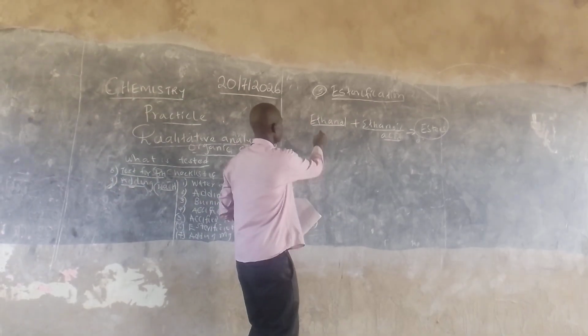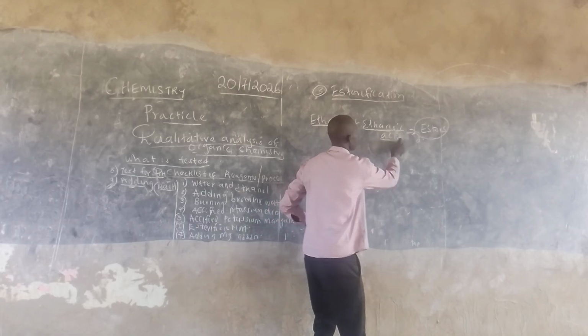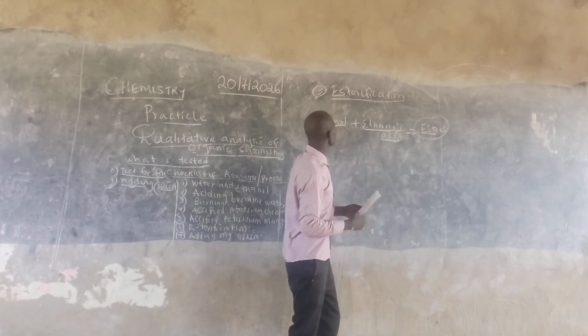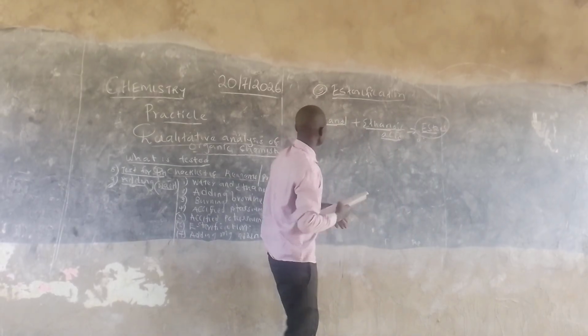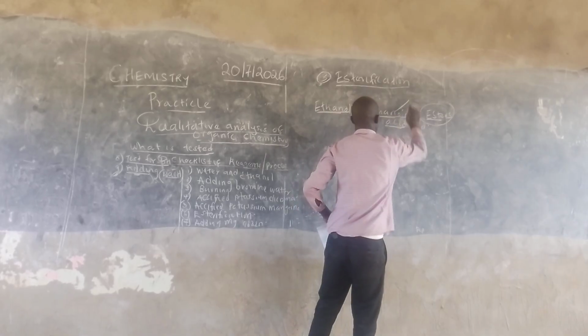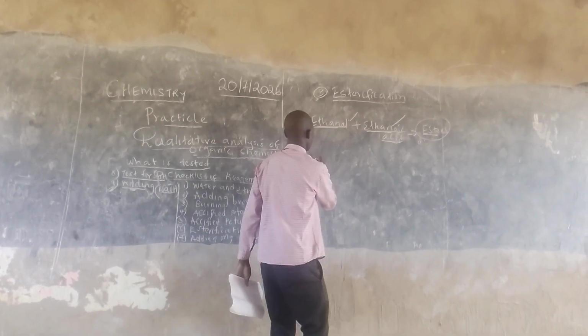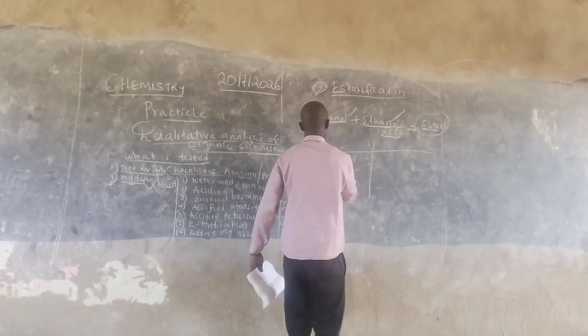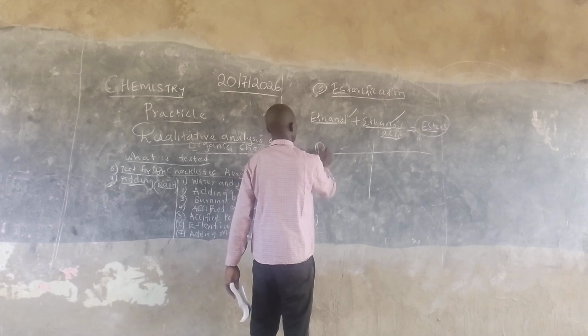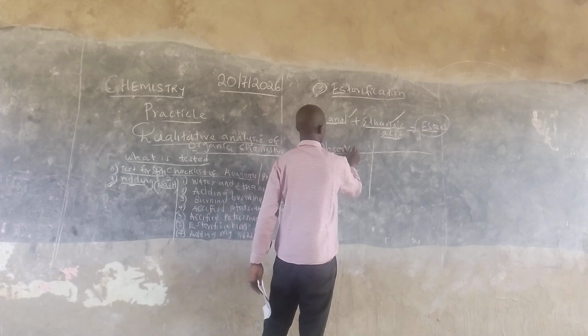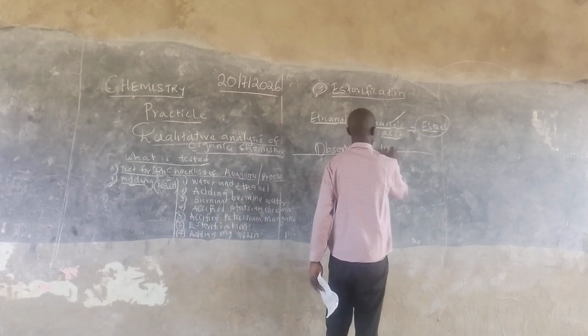Welcome back, students. We say that when ethanol reacts with ethanoic acid, we get what we call esters. So when we talk about esterification, we will only be looking at ethanol and ethanoic acid. Now let us straightforwardly look at what is expected by the examiner. We have the observation and the inference.